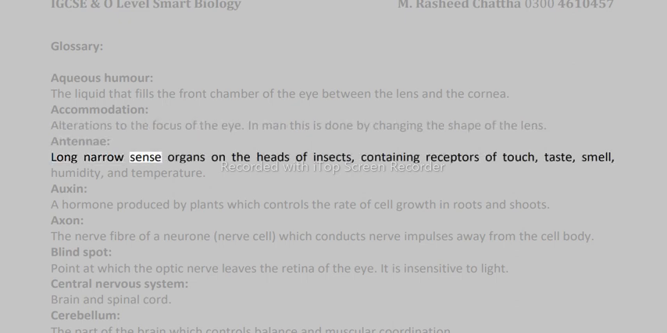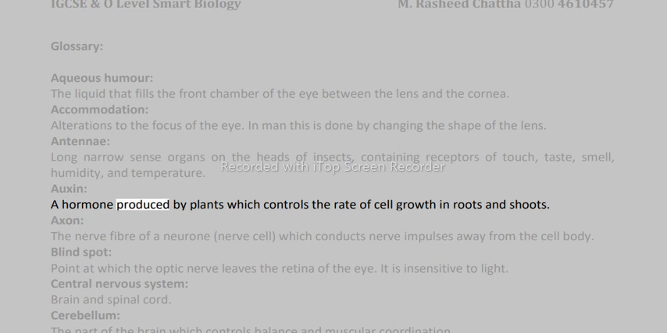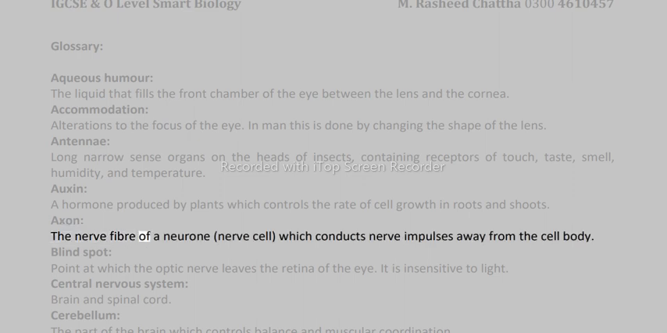Antennae, long narrow sense organs on the heads of insects, containing receptors of touch, taste, smell, humidity, and temperature. Auxin, a hormone produced by plants which controls the rate of cell growth in roots and shoots. Axon, the nerve fiber of a neuron, nerve cell, which conducts nerve impulses away from the cell body.